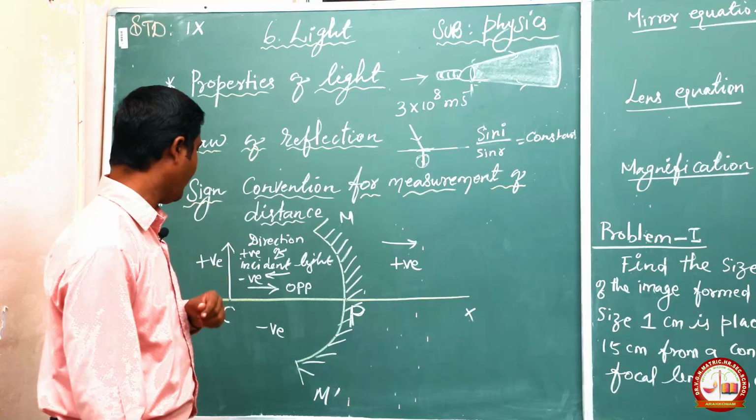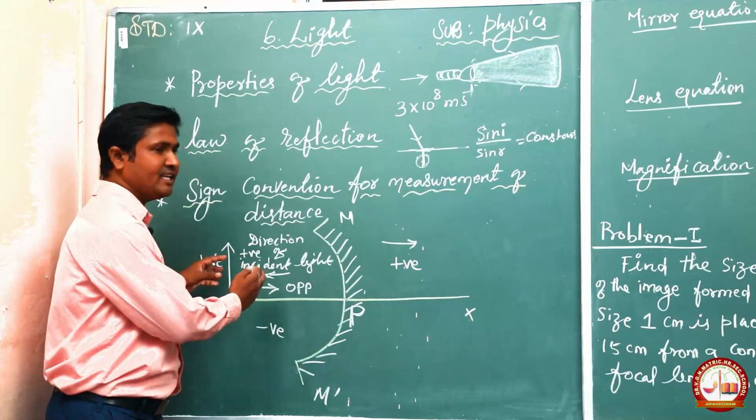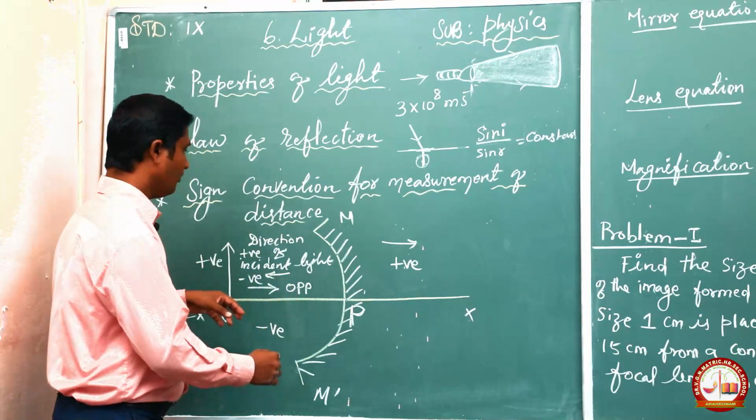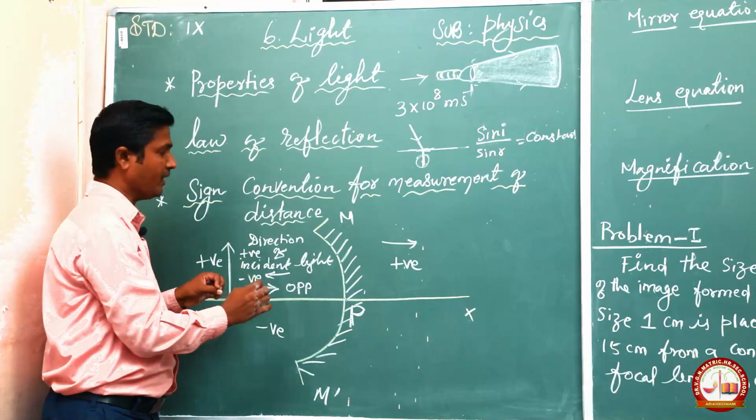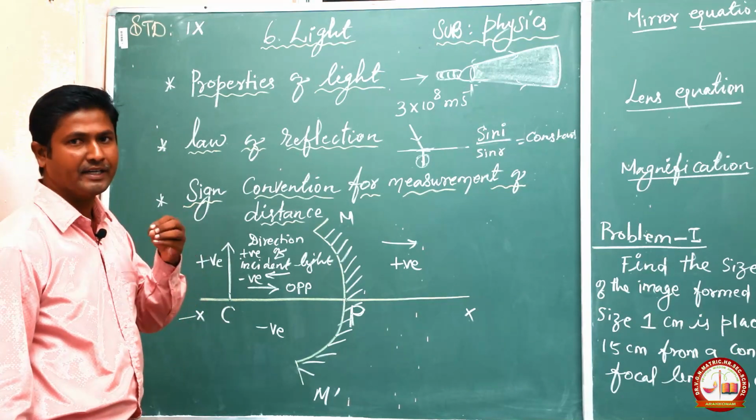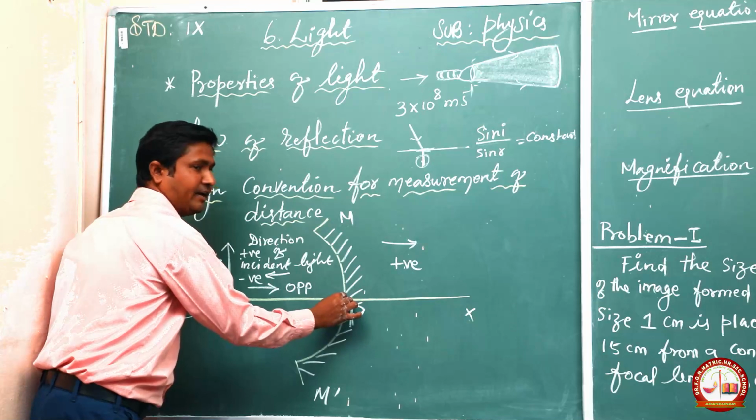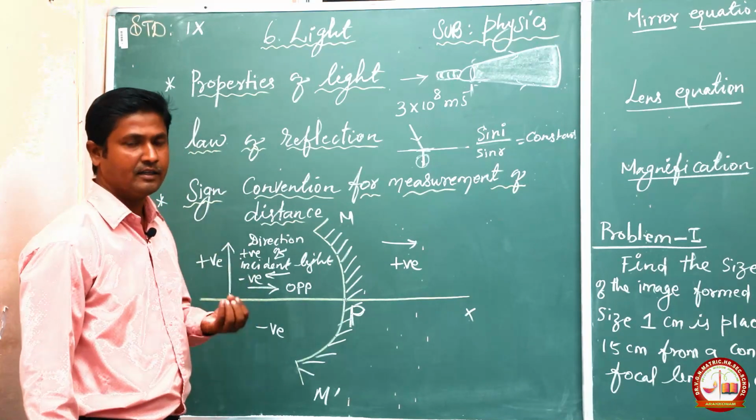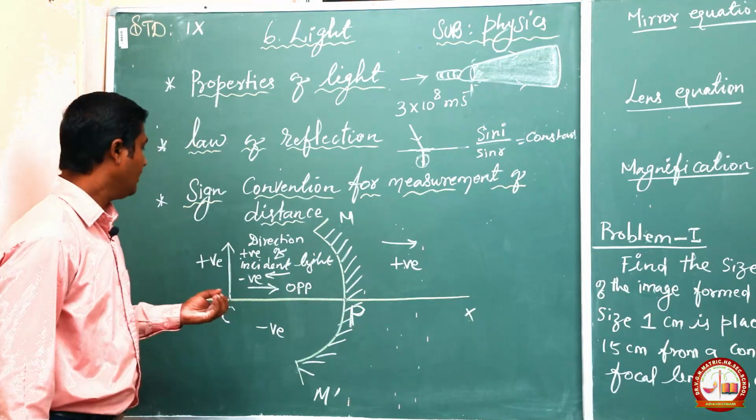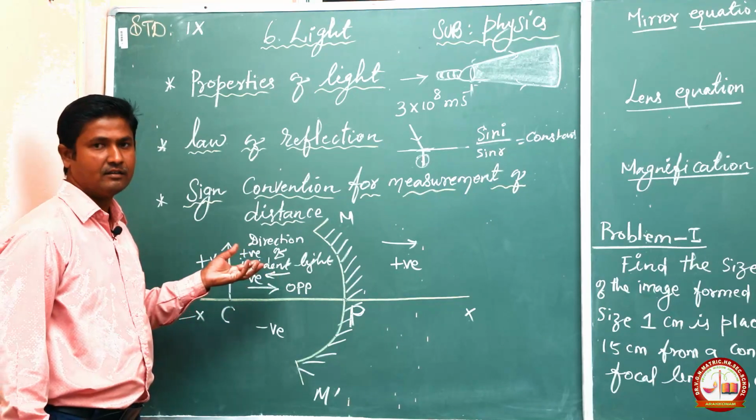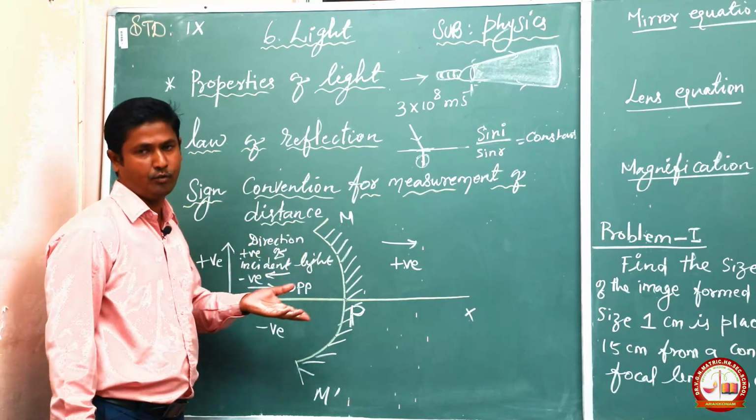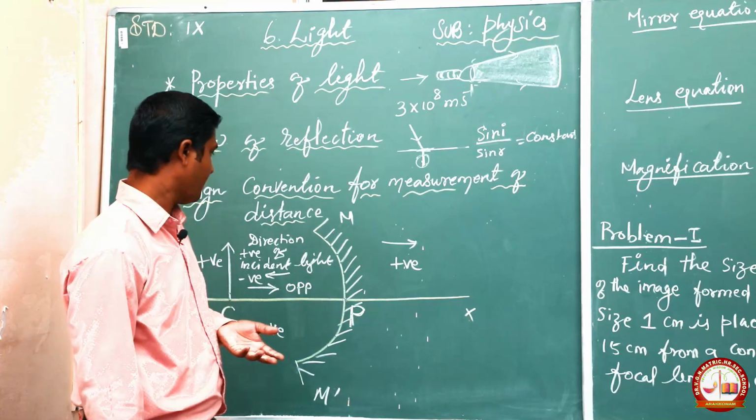The first rule: all objects are placed on the left side of the mirror, not the right side. All distances are measured from the pole P of the mirror. The direction of the incident light is the measuring direction taken as positive. The opposite direction is negative.